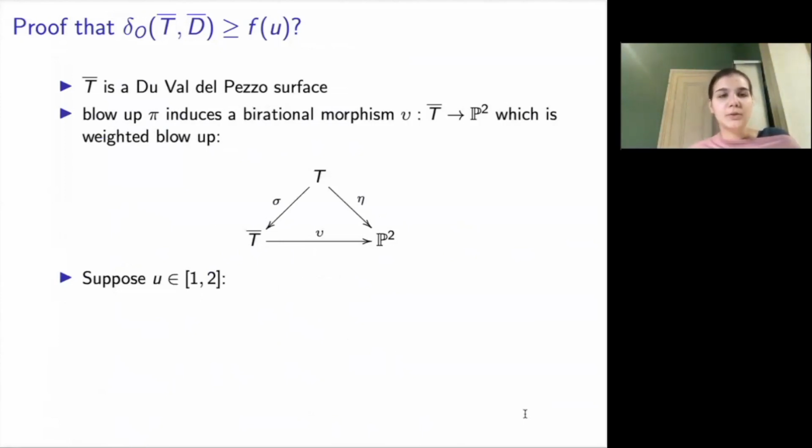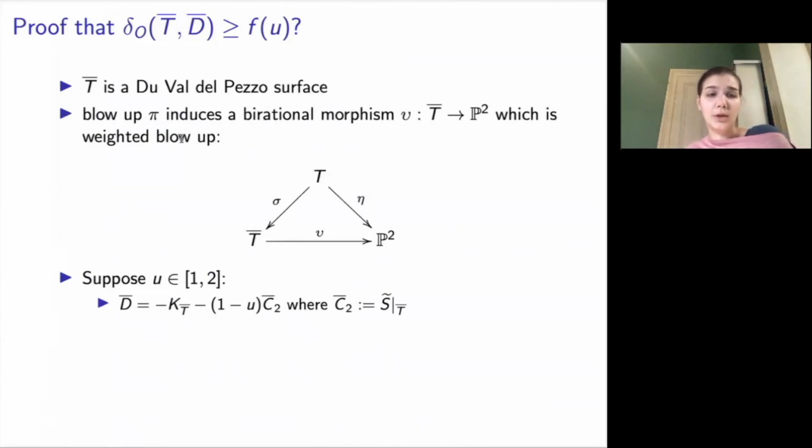But how do we prove it? So suppose we have our Del Pezzo surface over the line T. Then we can look at the resolution of the singularity on this Del Pezzo surface. And actually it's just a blow up. It's not a weighted blow up. It can be written just as the blow up.